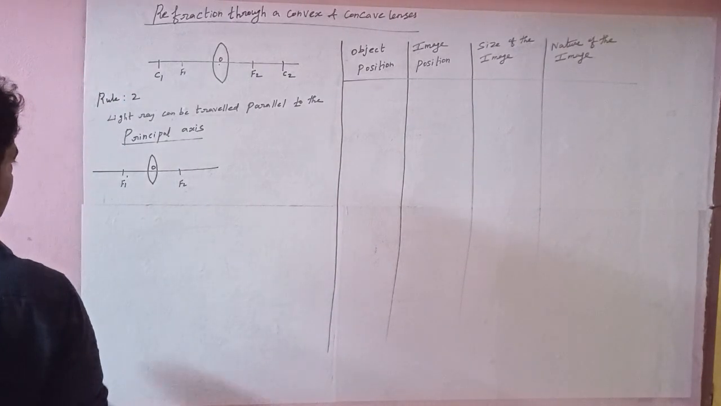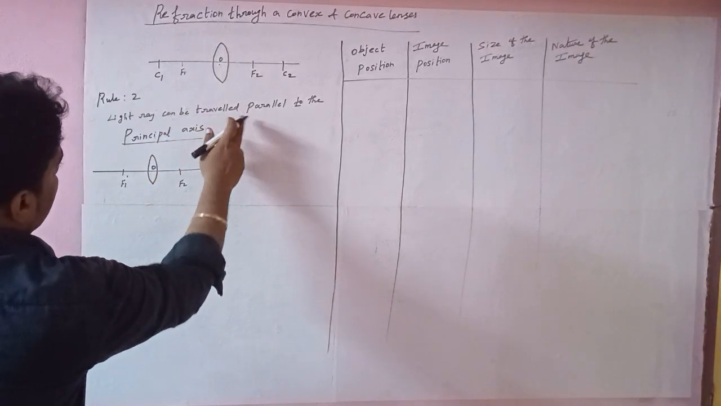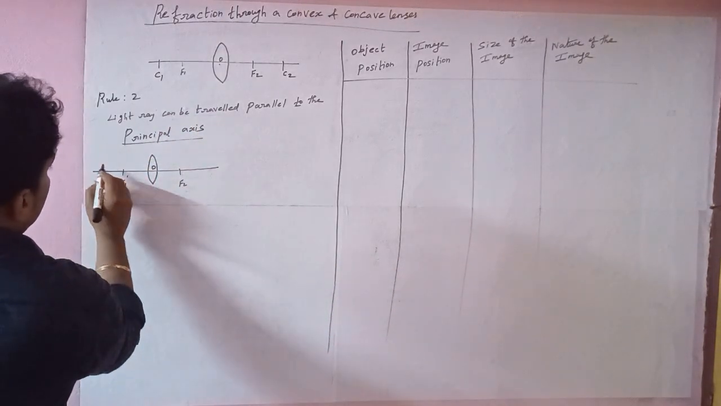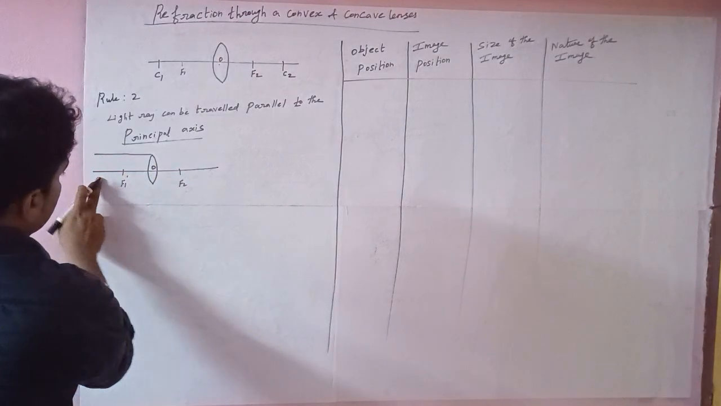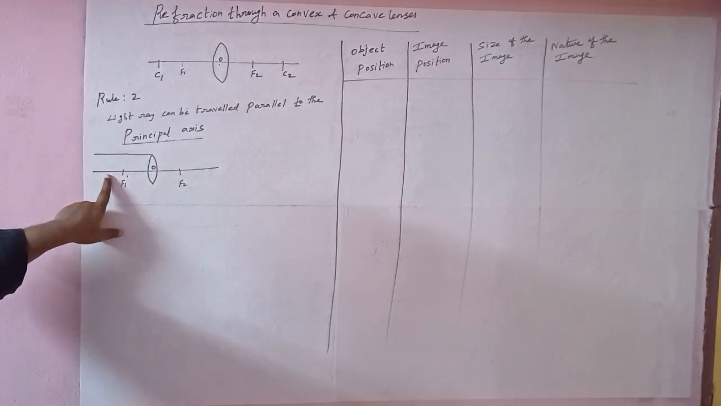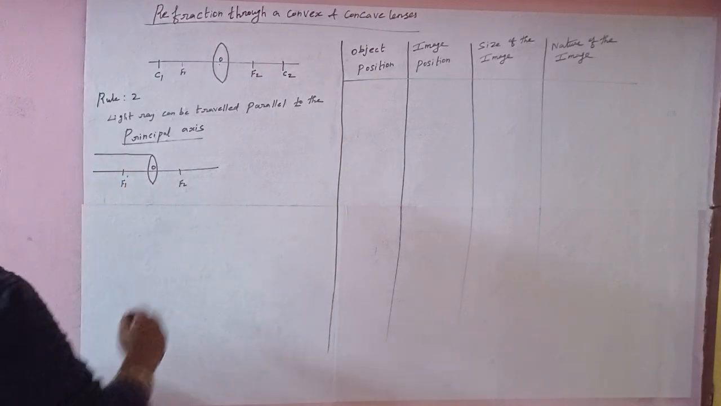So you have to read the condition. The light ray can travel parallel to the principal axis. This is the principal axis. So the light ray can travel parallel to the principal axis.